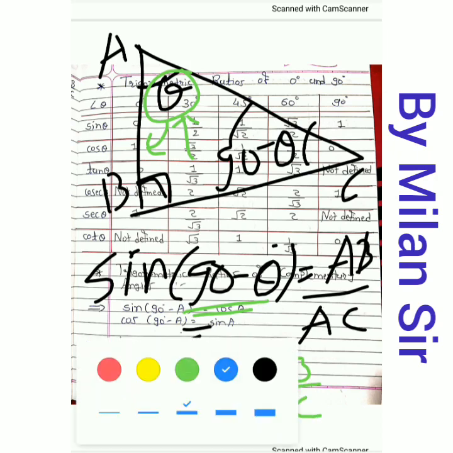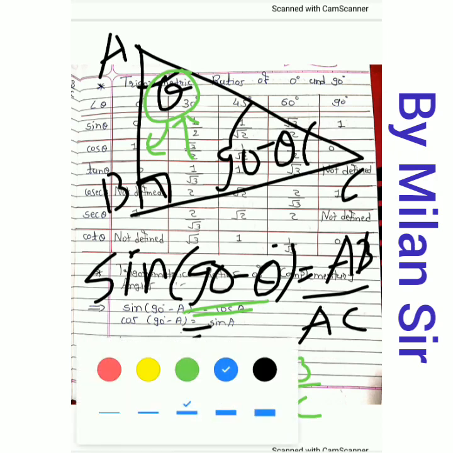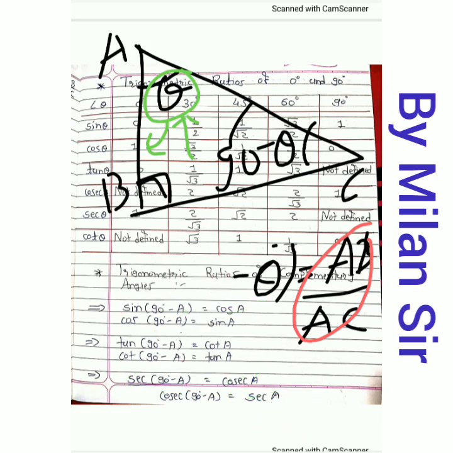Now look at the formula of sin(90 minus theta) and cos theta. You get the same value. AB upon AC, AB upon AC. That's why we can write sin(90 minus theta) is equal to cos theta. Right? And the inverse is also possible. cos(90 minus theta) is equal to sin theta.